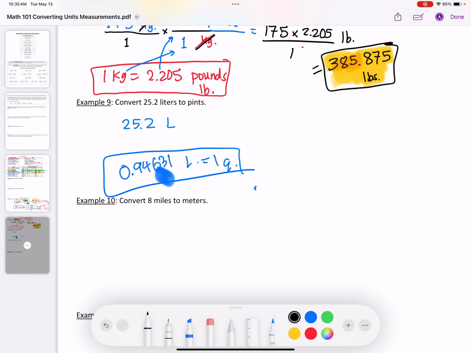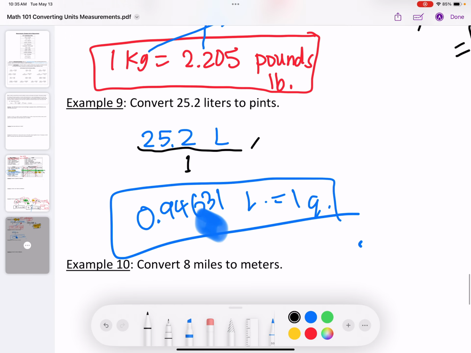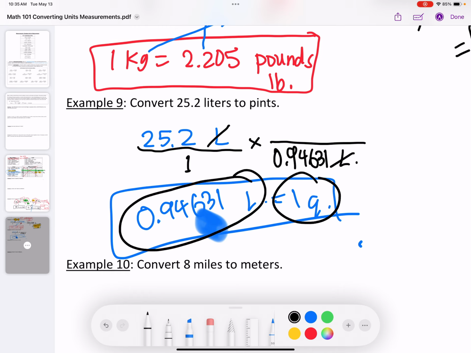So the number I started with, 25.2 liters. I want to make that over 1, and I want to make sure that the fraction I multiply by has the same unit in the denominator, so they'll cancel. That means I should put the 0.94631 in the denominator, because I want to see liters in the denominator. That means, I guess, quarts are in the numerator. Quarts. All right, and then this is where I check, especially if I'm half asleep. I write that down and I say, wait, am I done now? Or what was I trying to do? Oh yeah, I'm trying to go to pints. Would that be where I end? No, this is not pints.